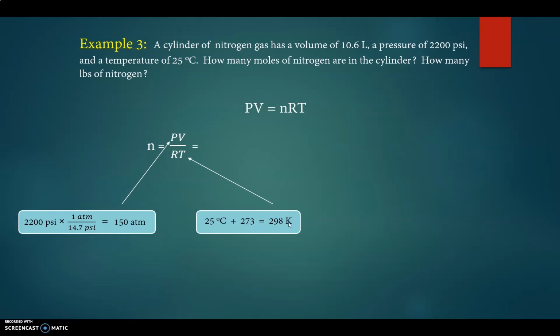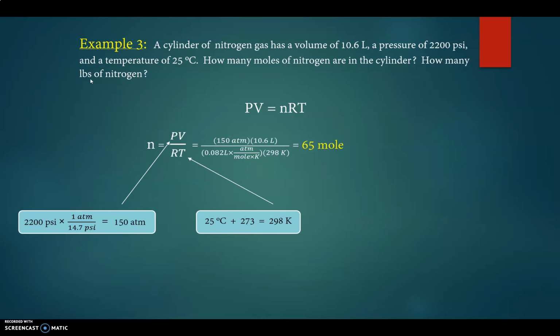Same thing with temperature. We can't plug in Celsius because the gas laws are always in Kelvin, so we're going to convert that to Kelvin, and we'll plug that in for our temperature. The volume is already in liters, so we're okay there. If it weren't, we'd have to change it, but it's already in the appropriate units. So we plug our numbers in, and we end up with 65 moles. So there are 65 moles of nitrogen gas in that container.